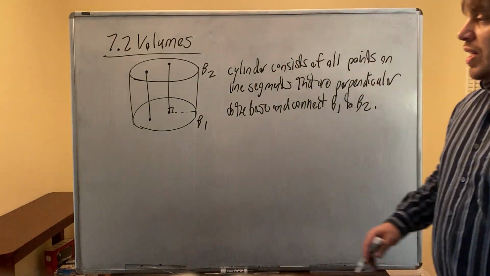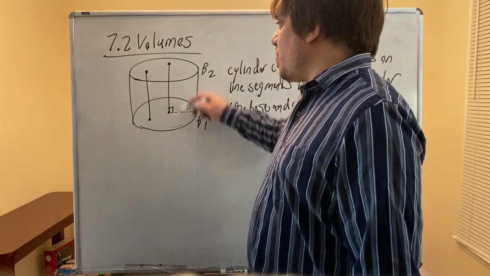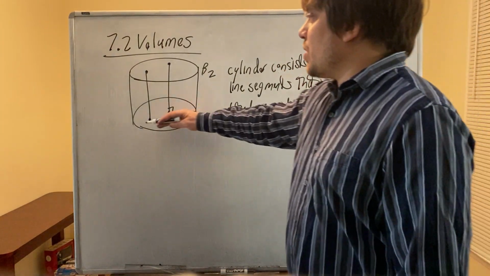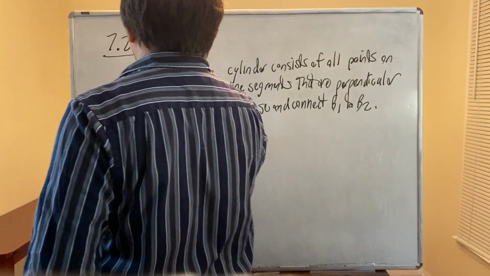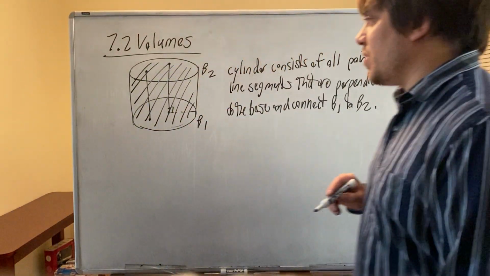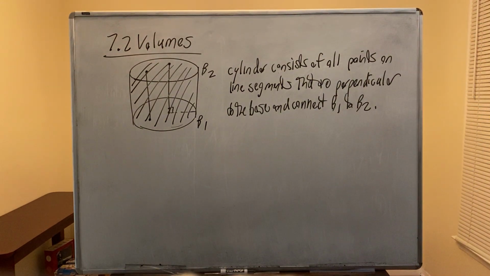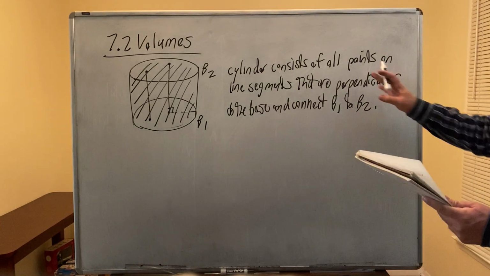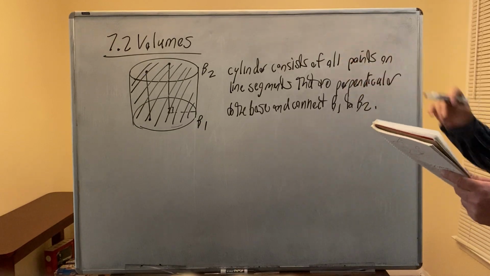And so if you added up all the line segments from a point here, perpendicular to the base and going to B2, then that would consist of the entire inside of this cylinder. And so you get the entire thing. What I'm shading is not the surface, I'm shading the entire inside and surface, everything about that three-dimensional shape called a cylinder. Okay? And so that defines what a cylinder consists of, all the points on such line segments.